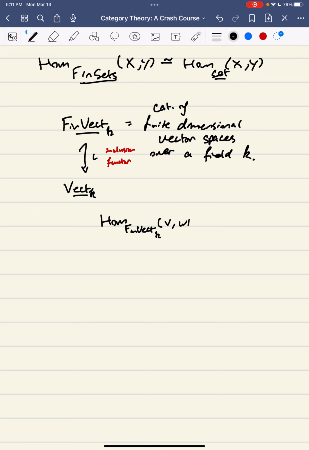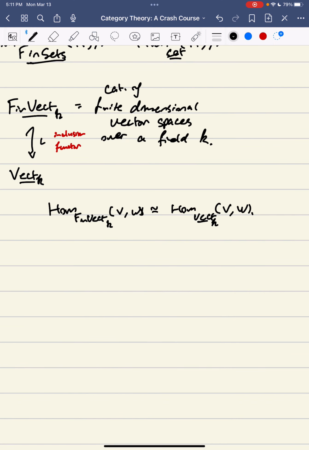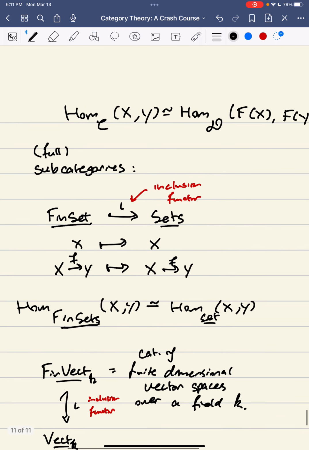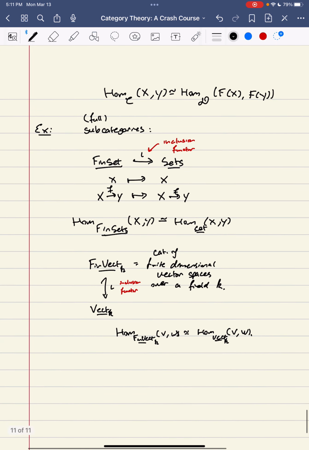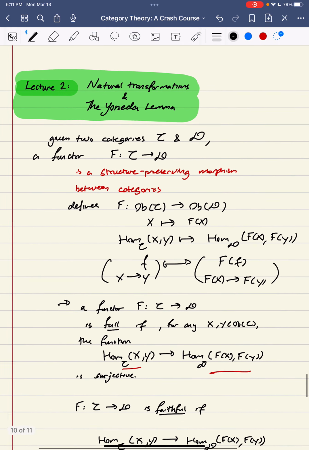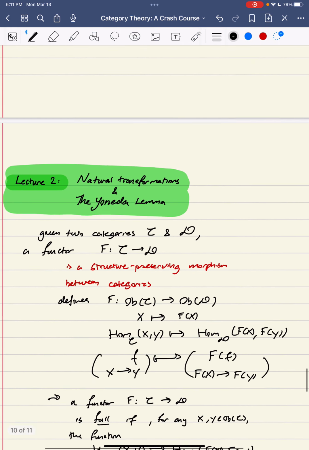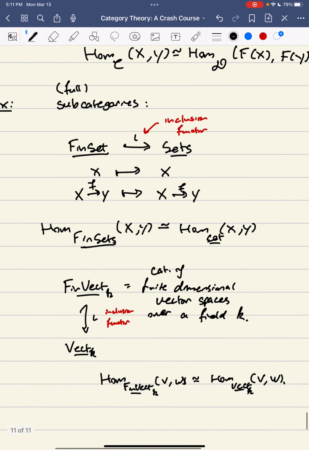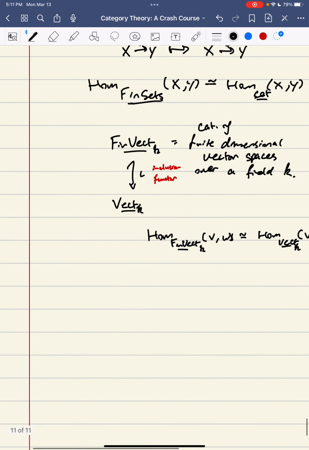Two vector spaces V and W. It's the same here. I don't lose any more data by only considering them as finite dimensional vector spaces. So we're going to see a really important morphism here. Construction here for something called the Yoneda lemma coming up, where you care about a certain full subcategory of a really big category. So let's talk about that right now.